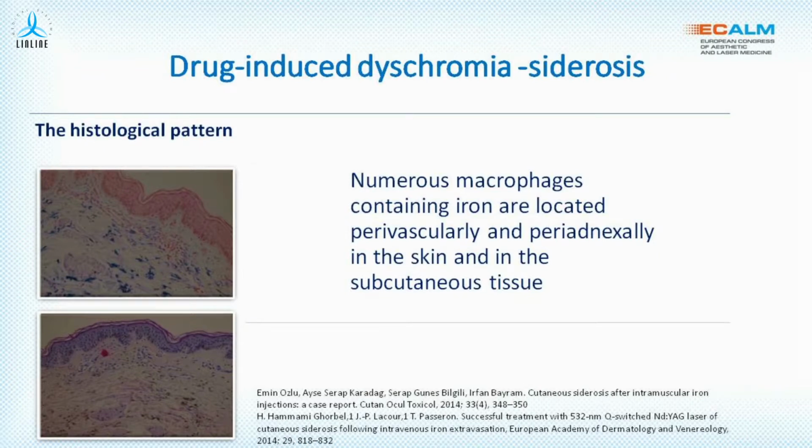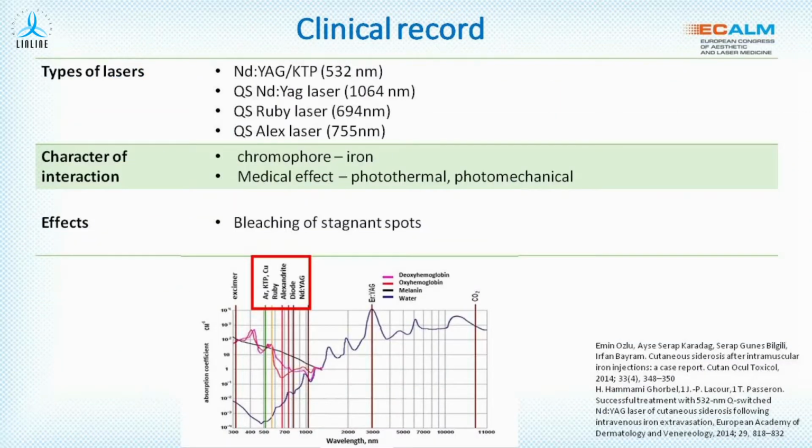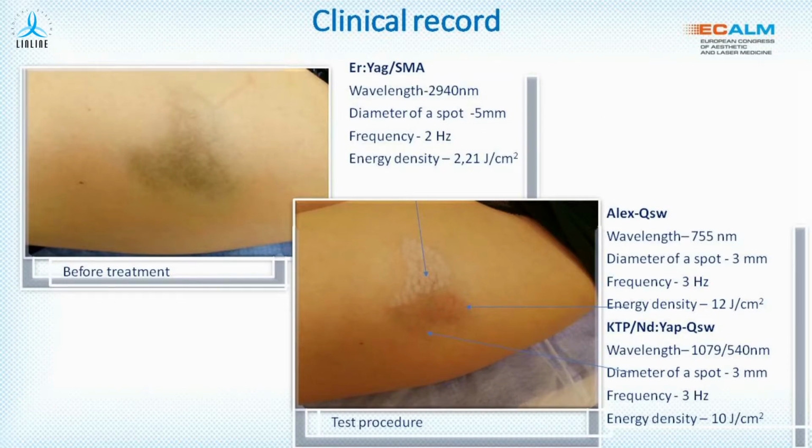The histological pattern is represented by the iron-containing macrophages located perivascularly and periadnexally, both in the skin and the subcutaneous fat. The peak absorption of iron is the visible spectrum of the laser radiation. Therefore, an alexandrite laser and a KTP laser with the wavelength of 532 nanometers are typically used for treating this dyschromia. A patient with dyschromia that is located in the upper femur contacted our clinic.